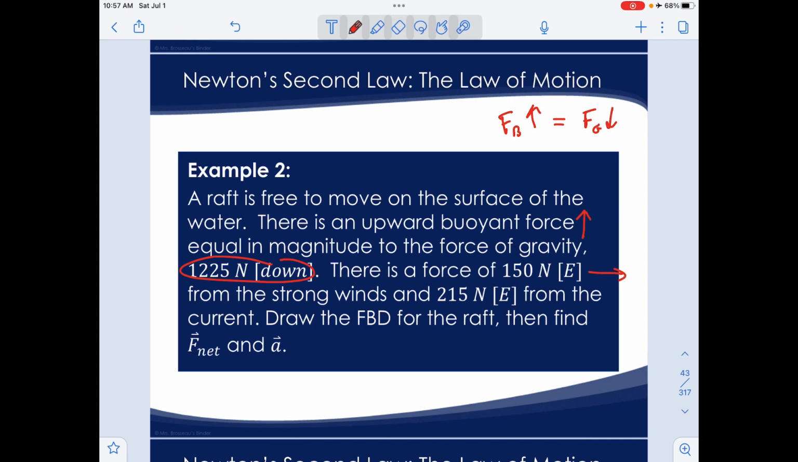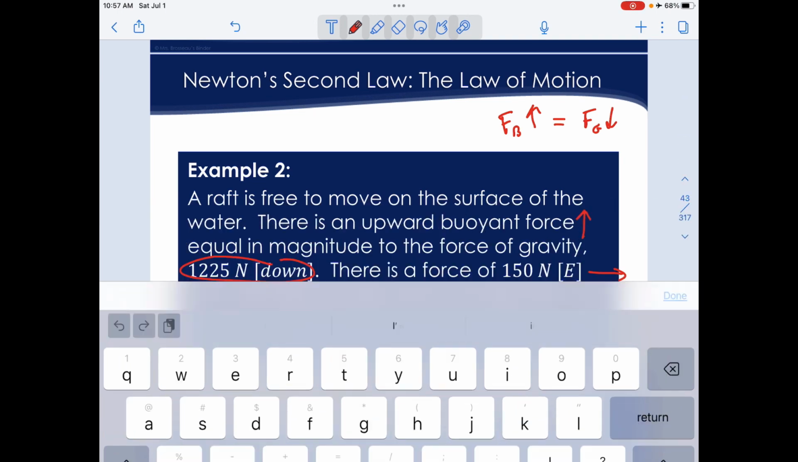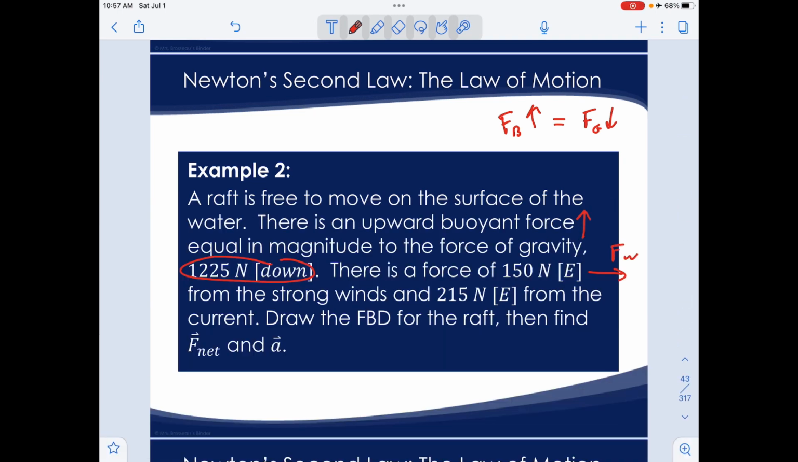So there's a force from the wind, and a force from the current. And those are both going east. Draw the free body diagram for the raft, then find F net and a.